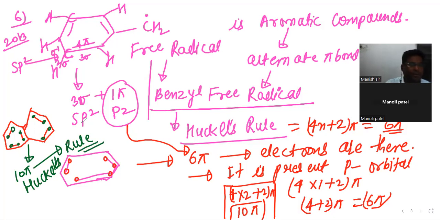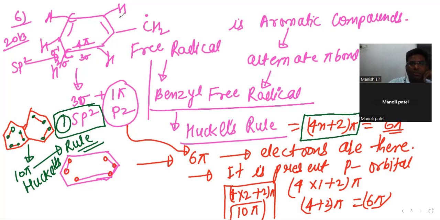So in this way we can find aromatic compounds. So aromatic compounds should satisfy two conditions. Each carbon should be sp2 hybridized and it should have 4n plus 2 pi electrons. So please write the answer.